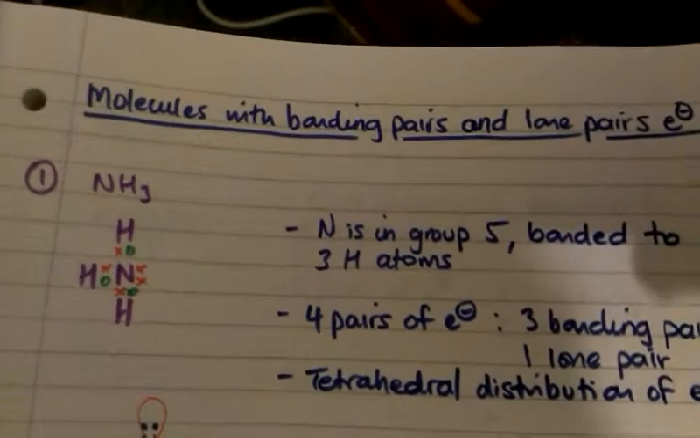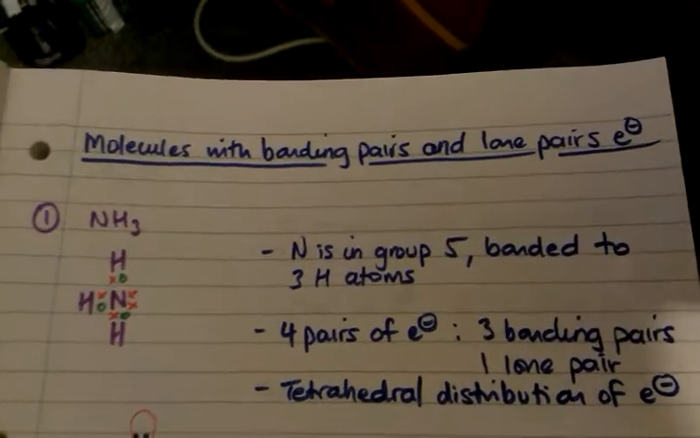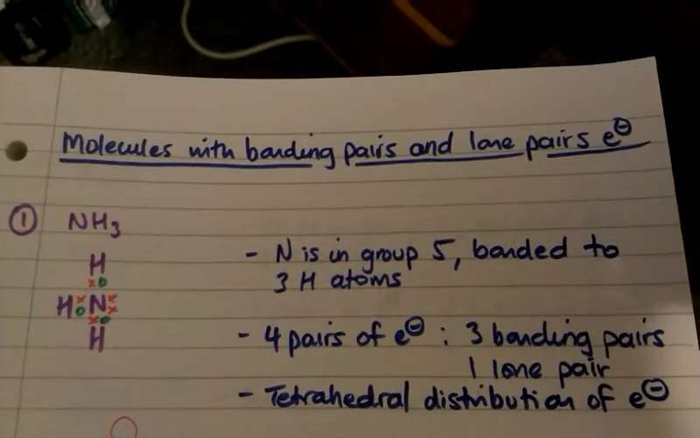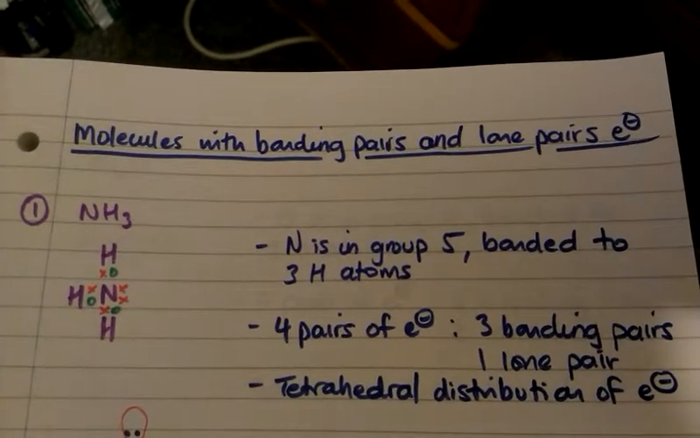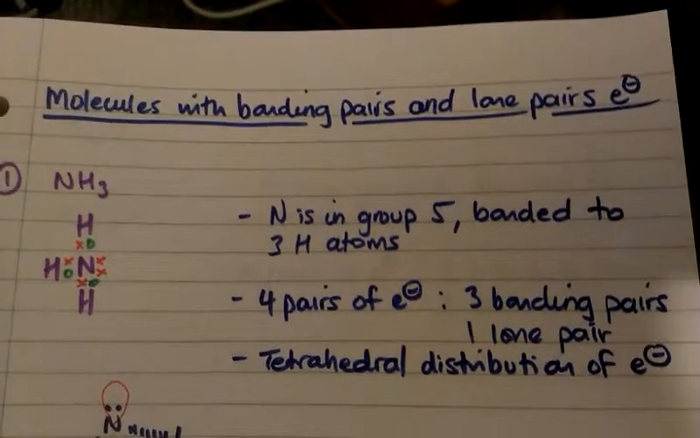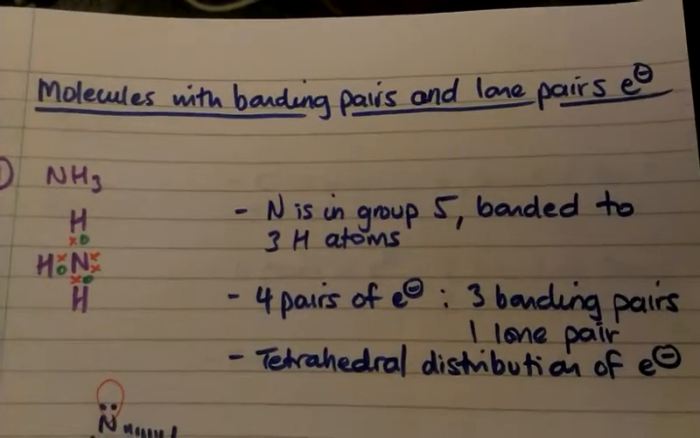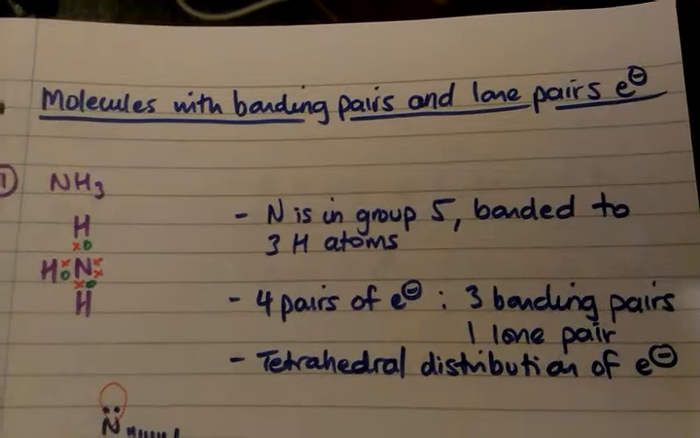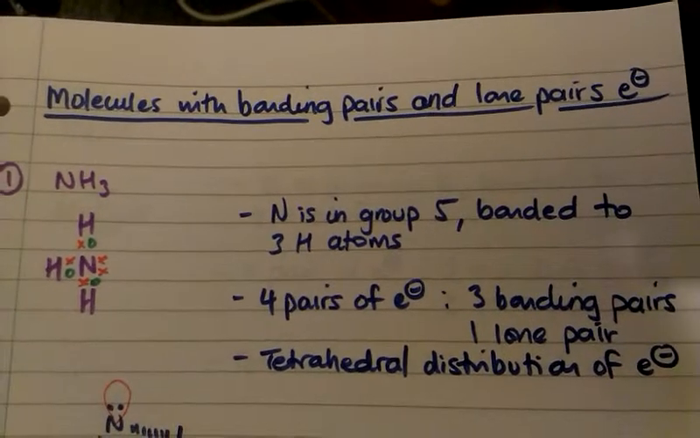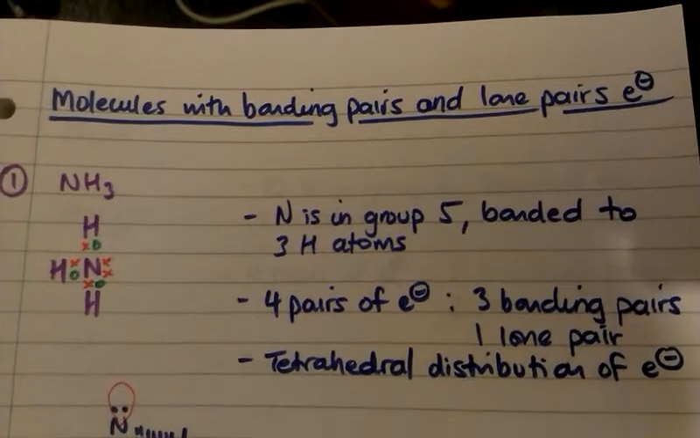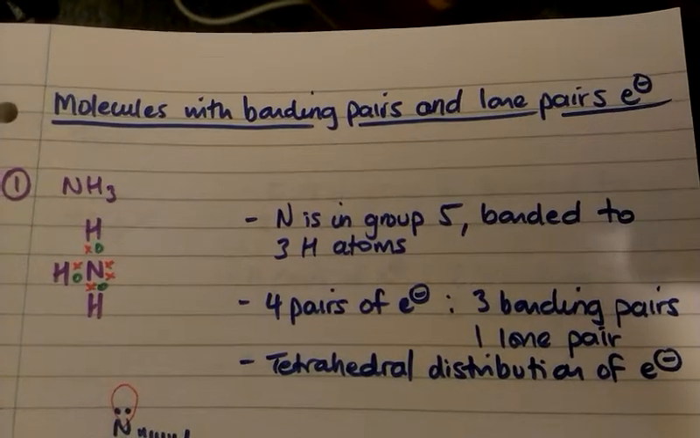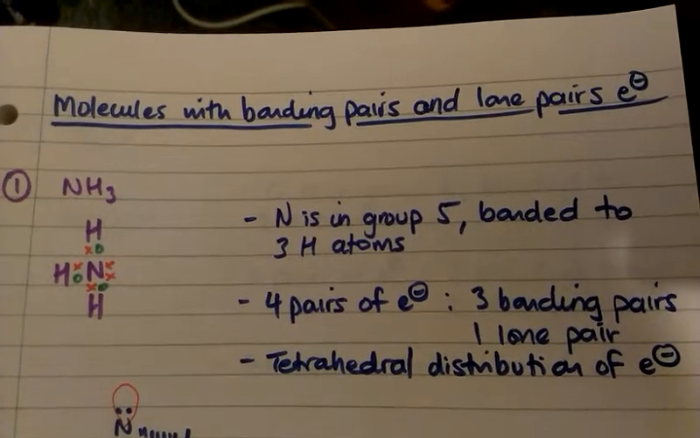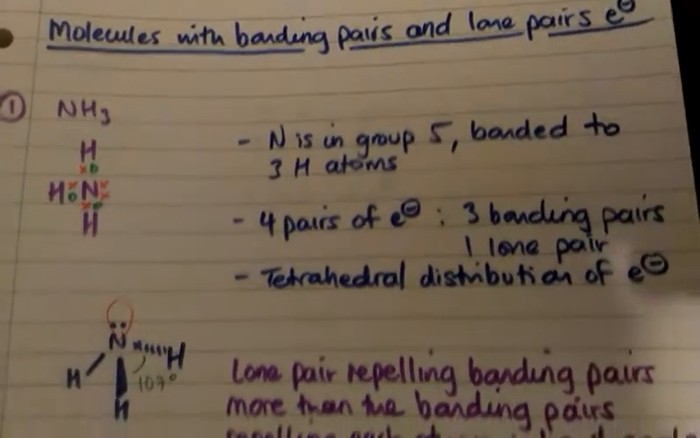So first example, if we look at ammonia, NH3, nitrogen is in group 5 and it's bonded to 3 hydrogen atoms. In total, we've got 4 pairs of electrons. 3 of them are bonding pairs, and there's 1 lone pair. So it's a tetrahedral distribution of electrons around the nitrogen.